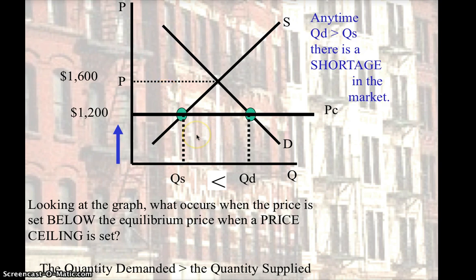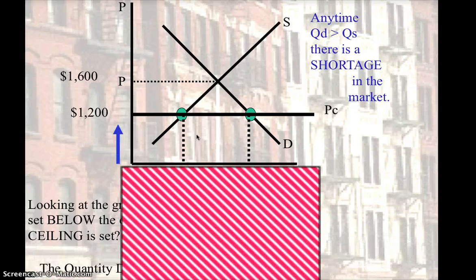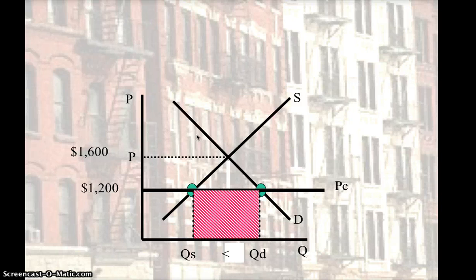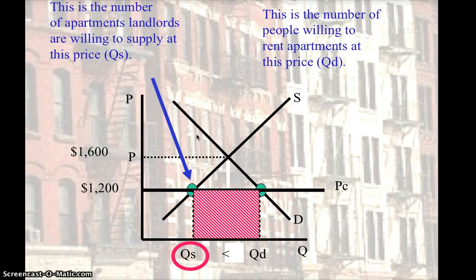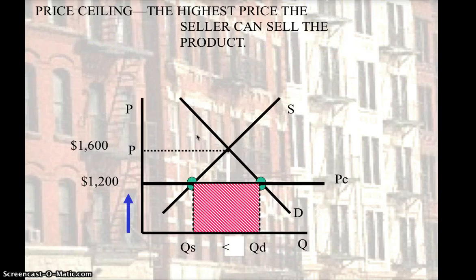This creates a shortage. Anytime the quantity demanded is larger than the quantity supplied, there's going to be a shortage in the market. And that's the size of the shortage right there, the red box. This is the number of apartments that landlords are willing to supply. This is the number of people willing to rent apartments at this price. And the difference creates a shortage, obviously. So again, just a repetition of the definition: a price ceiling is the highest price that the seller can sell the product.